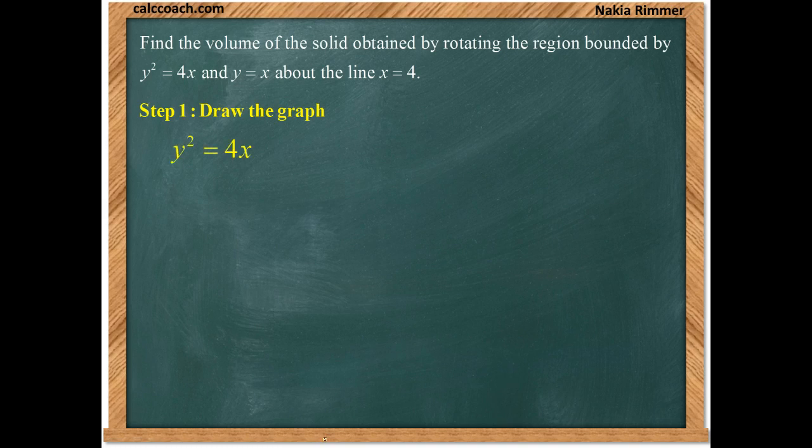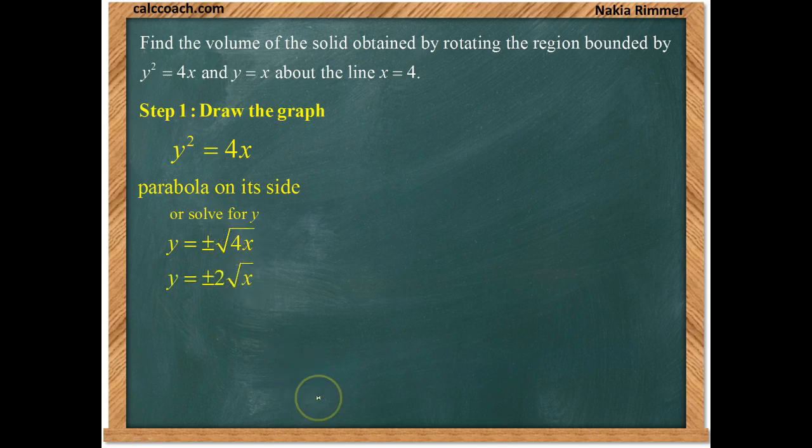Now we have y squared equals 4x, and that's just going to be a parabola that's on its side. You could also solve it for y by taking the square root of both sides. When we do that, don't forget that we have plus or minus, and the square root of 4 we can break into two square roots. The square root of 4 is 2, so it'll come out as 2 square root of x, plus or minus. The plus would be the upper part of the parabola, and the minus would be the lower part of the parabola. Remember, it's a parabola on its side because the y is squared.